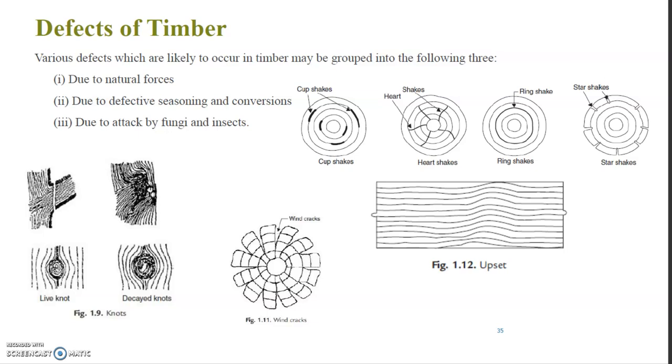Hello students, in the last video we have seen the seasoning process which can be done on timber. Seasoning aims to reduce the moisture content available in the mass of the timber so that we can use the timber with a more durable and workable nature. In this video we are going to see about the defects of timber.